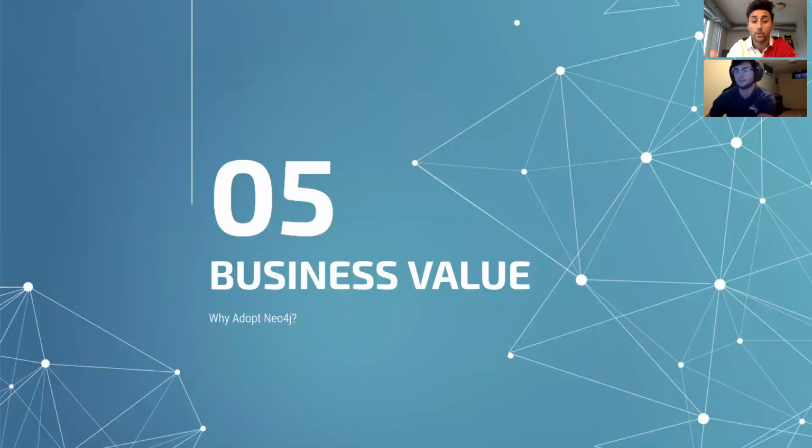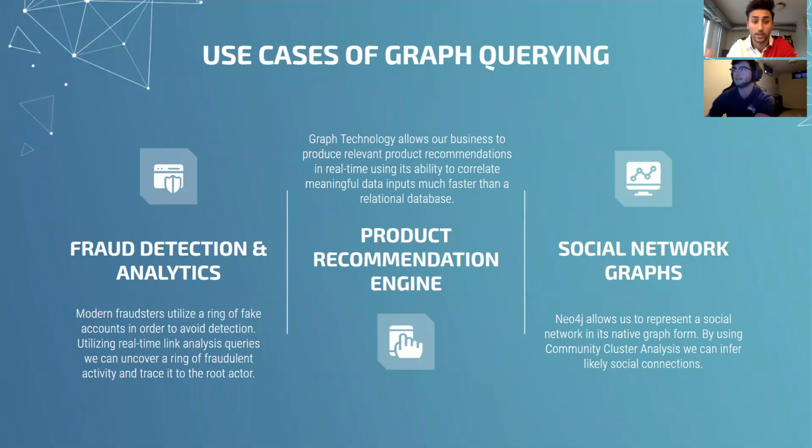So now, why would a company adopt Neo4j into their organization? Here are some use cases of why Neo4j would be useful. First would be fraud detection and analytics. So if there's any fraudulent activity or security concerns, Neo4j can spot that, which would be beneficial to breaches, which are very common nowadays. The next would be a product recommendation engine. This is very beneficial for e-commerce sites, recommending new products to customers. So this would draw value to both the customer as well as the organization.